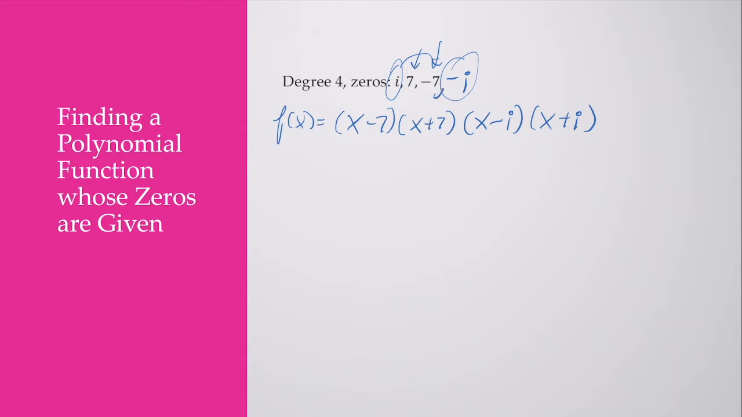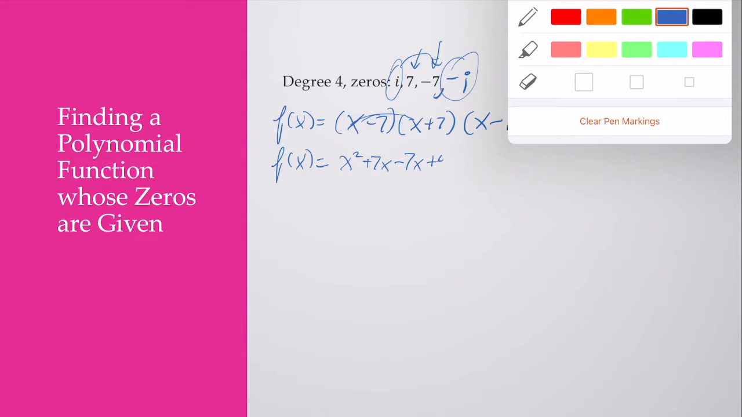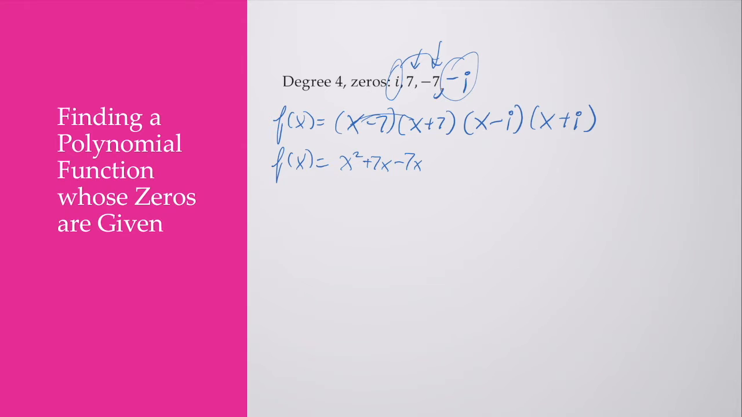So let's go ahead and FOIL these out. So f of x is, I'm going to multiply these two together. X times x is x squared plus 7x minus 7x minus 49. Notice how these are conjugates. I've got x minus 7 times x plus 7. So, of course, we remember way back from chapter 4 that these middle terms are going to cancel.